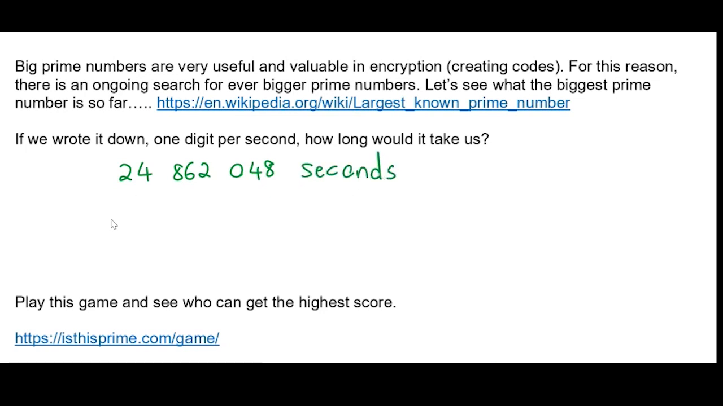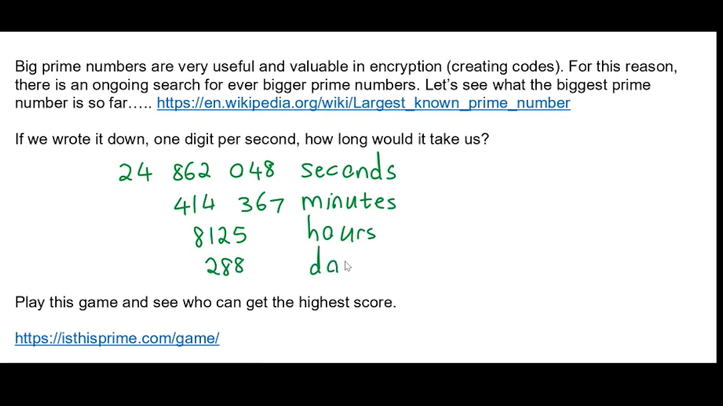If we divide that by 60, we actually get 414,367 minutes. Right? And if we divide by 60 again, we get 8,125 hours. And if we divide by 24, we get 288 days. Right, so if we wrote this biggest prime number down, one digit per second, for 24 hours a day, no sleeping, it would still take us 288 days to write down.